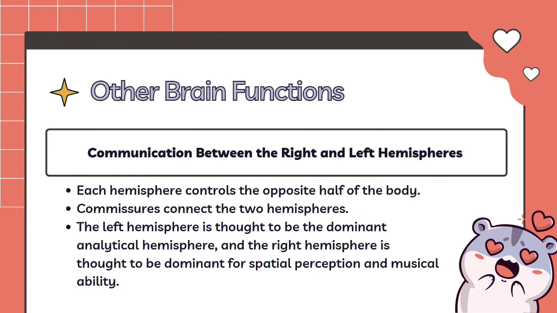Other brain functions. Communication between the right and left hemispheres. Each hemisphere controls the opposite half of the body. Commissures connect the two hemispheres, and the left hemisphere is thought to be the dominant analytical hemisphere, and the right hemisphere is thought to be dominant for spatial perception and musical ability.